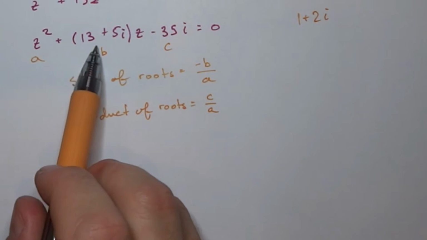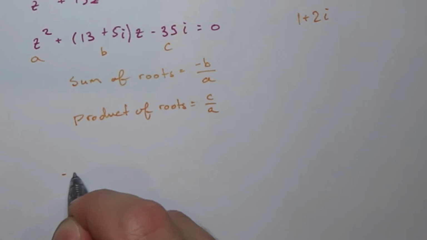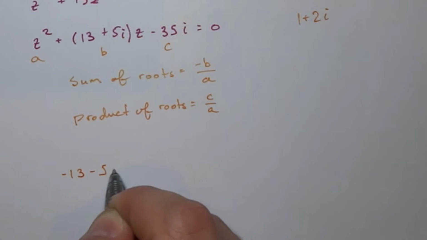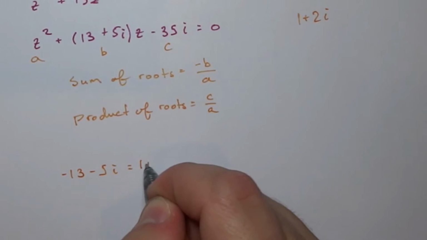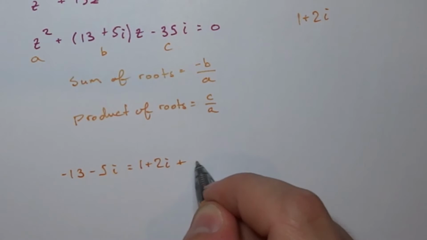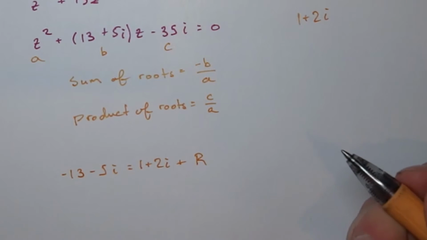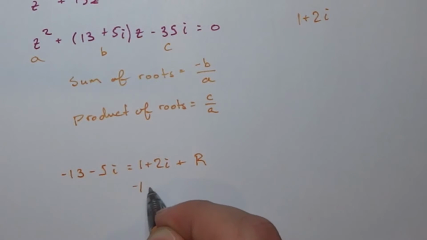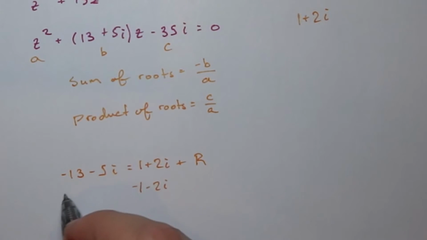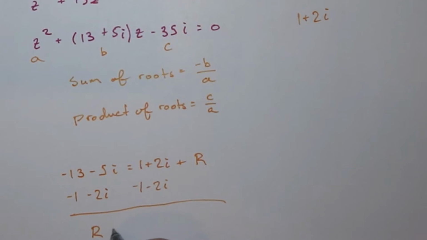So now negative b becomes negative 13 minus 5i equals our first root, 1 plus 2i, plus our second root, which I'll just call r. So now I'm going to solve for r. I'm going to do minus 1 minus 2i from both sides. And I'm going to get r equals negative 14 minus 7i. So this is our second root.